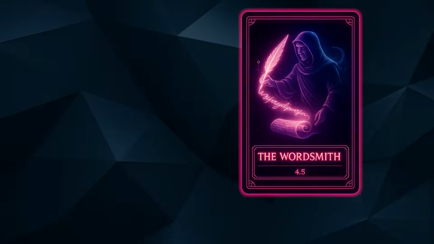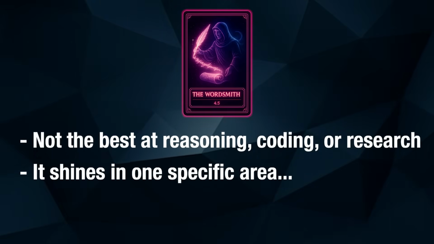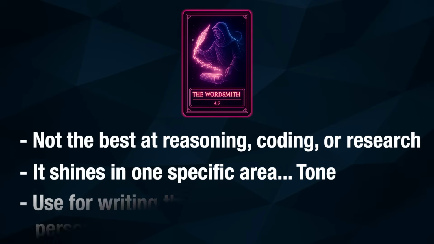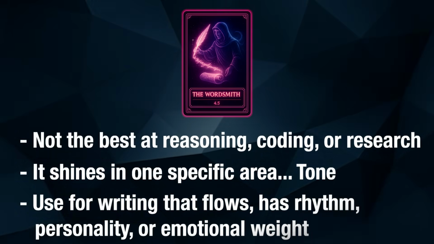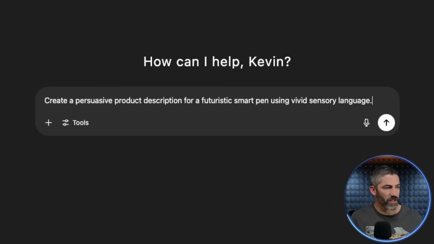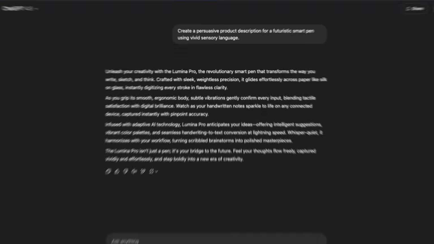This one's kind of a wild card. The 4.5 isn't the best at reasoning, coding, or research, but it shines in one specific area, tone. If you want something that flows naturally, something with rhythm, personality, or emotional weight, this is the model. The difference isn't huge, but it's noticeable. So let's try this prompt. Create a persuasive product description for a futuristic smart pen using vivid sensory language. It's slower than 4.0, but still fast.